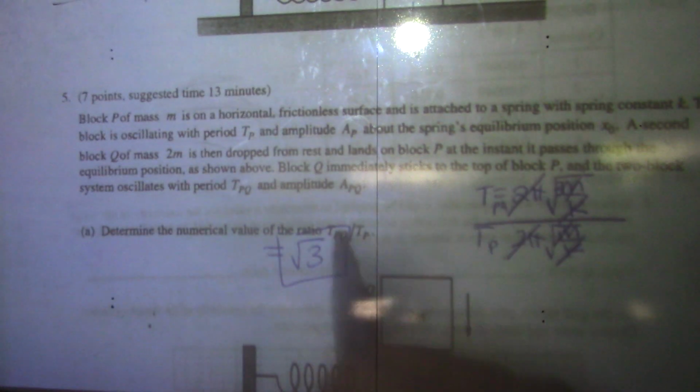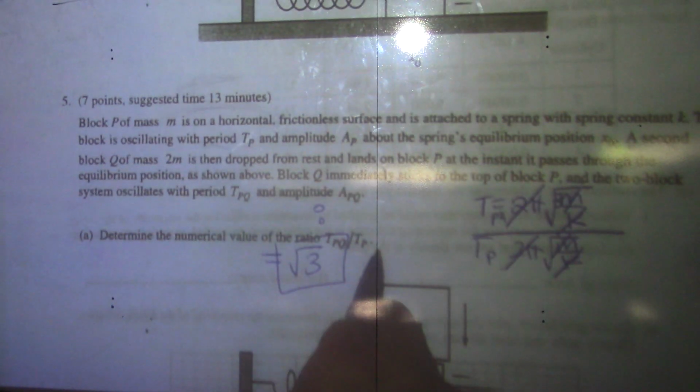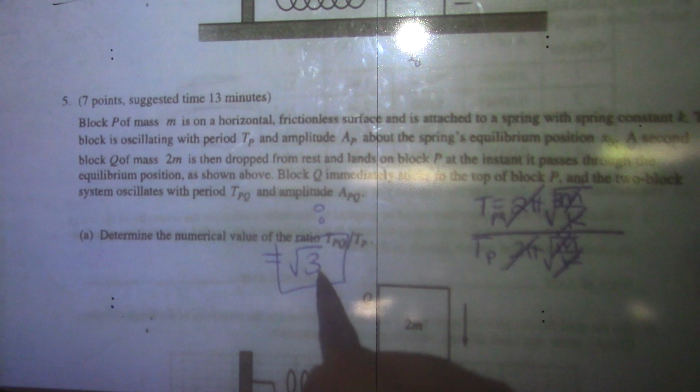So here, I didn't want a ratio as something to something, right? The ratio was this over this. This over this would give me root 3.